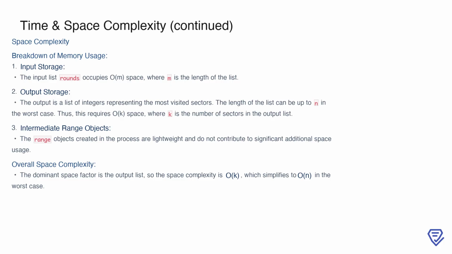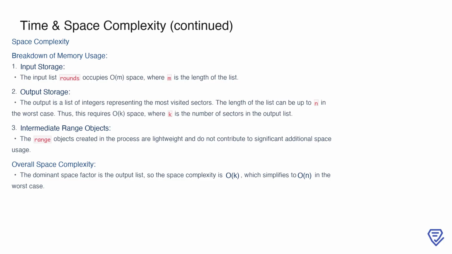Additionally, the range objects used during computation are lightweight and do not significantly contribute to memory usage, as they are iterators and not fully materialized in memory. Thus, the dominant factor in space usage is the output list, leading to an overall space complexity of O(k). Simplifying for the worst case where all sectors are visited, the space complexity becomes O(n), ensuring the solution's efficiency even for large input sizes.